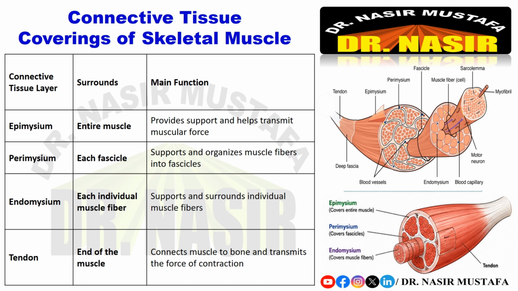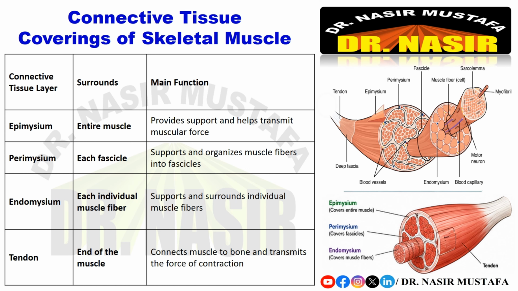The entire muscle is surrounded by a connective tissue layer called the epimysium. Each fascicle is surrounded by the perimysium, and each individual muscle fiber is surrounded by the endomysium. Therefore, epimysium, entire muscle; perimysium, fascicle; endomysium, individual muscle fiber.